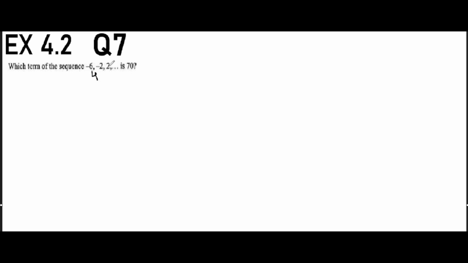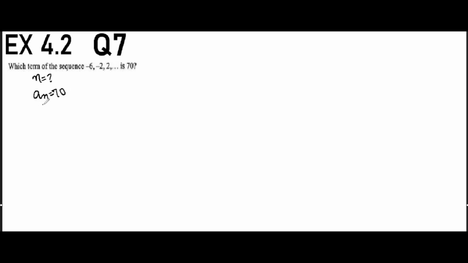And then from -2 to 2, it is again plus 4. So the common difference is the same. Therefore, it is an arithmetic sequence. Now we have to find which term of this sequence is going to be 70. So this means that we have to find n. The nth term is 70, and n is the question mark.